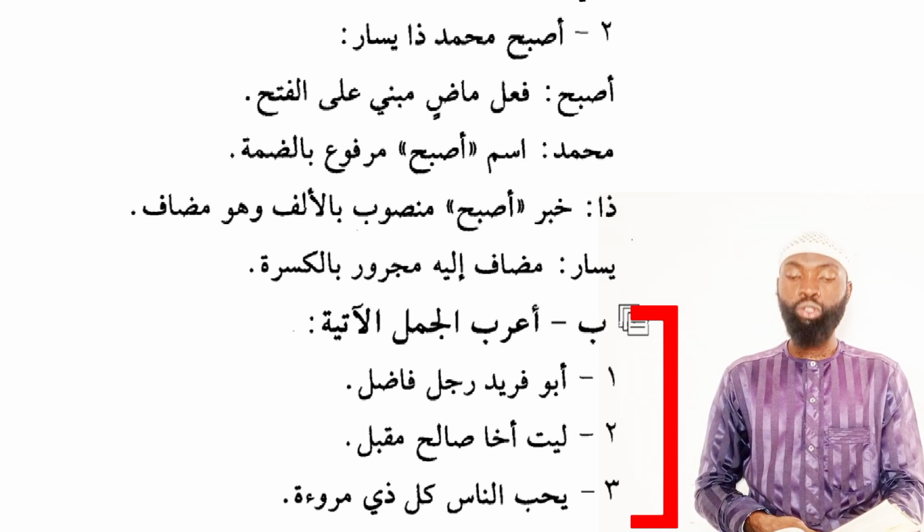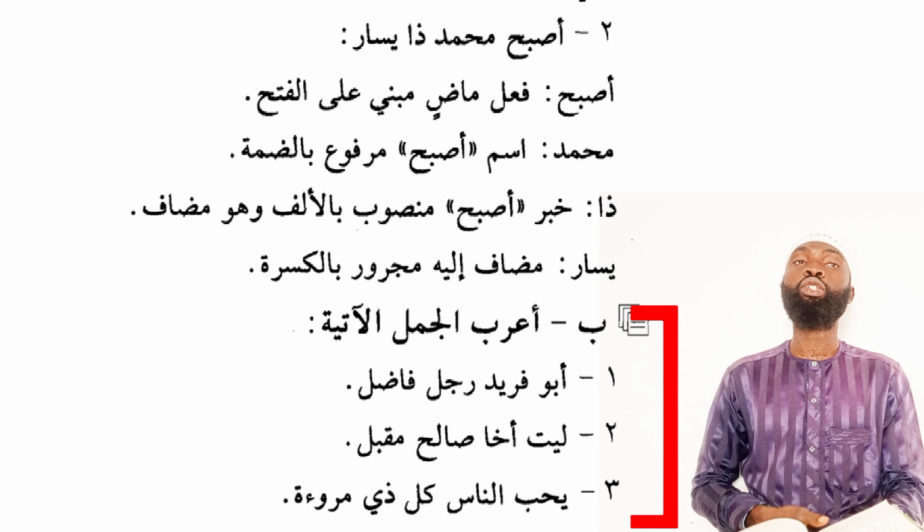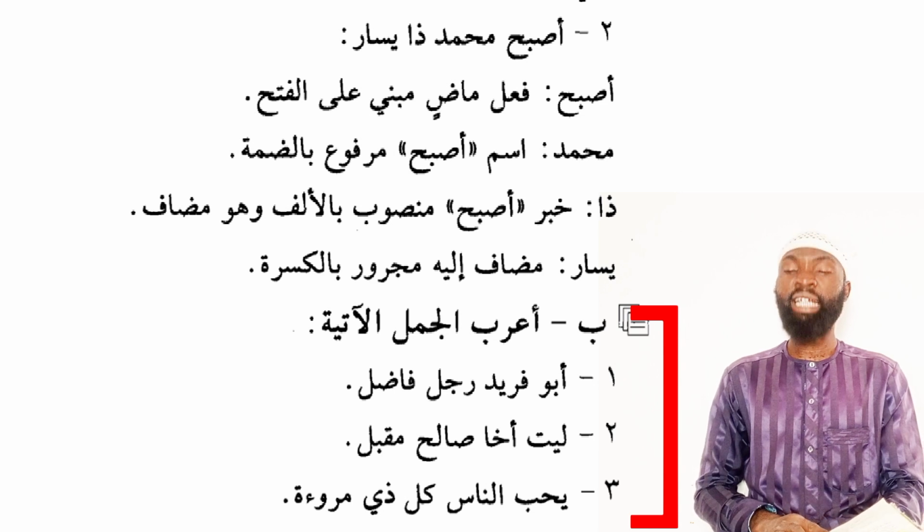Yuhibbu فعل مضارع مرفوع الناس مفعول به منصوب. Okay, الناس مفعول به منصوب. Then كل مفعول به منصوب ومضاف. Then ذي is what مضاف إليه مجرور بجره الياء من الأسماء الخمسة وهي مضاف مروءة مضاف إليه مجرور.